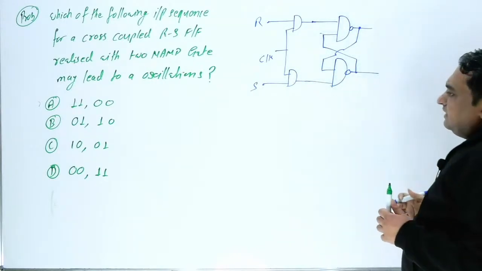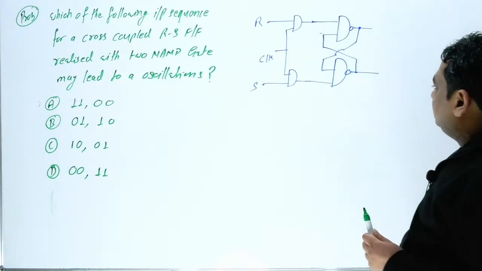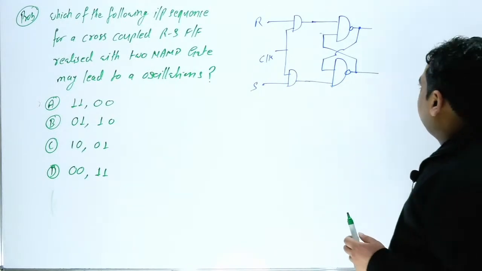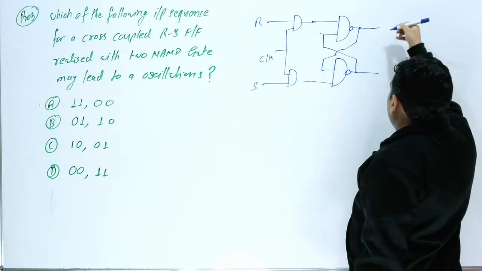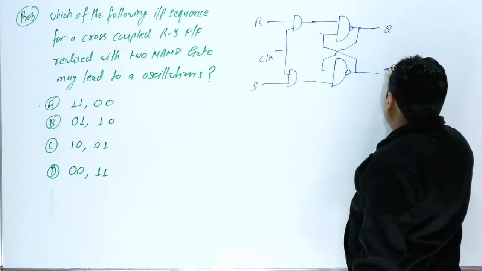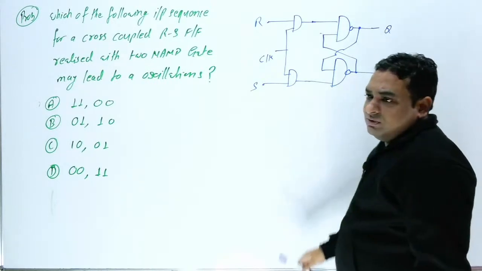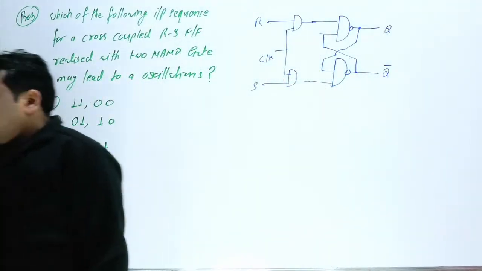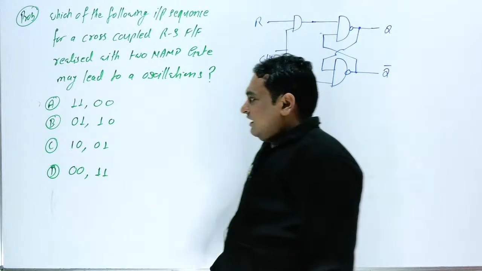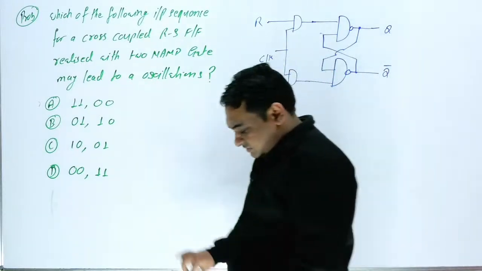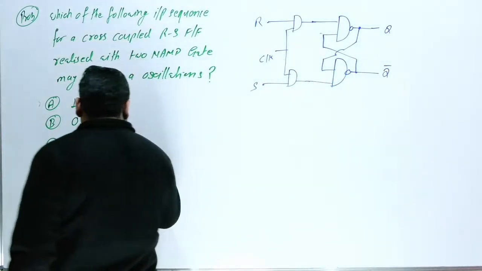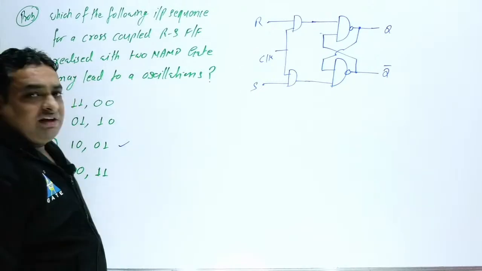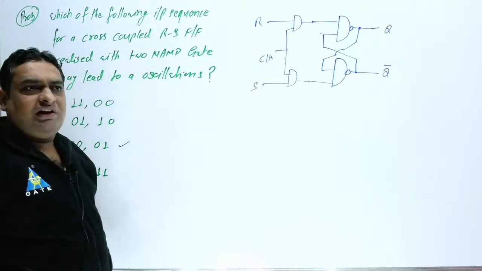Now if you can see here, anyone you can assume as output. Suppose this is Q and this will be Q bar. So first you have to assume the circuit here. One answer I received is C, that is the third option. Okay, can anybody else answer? Now you can see here how you can get oscillations.